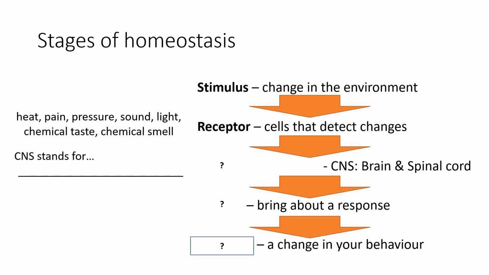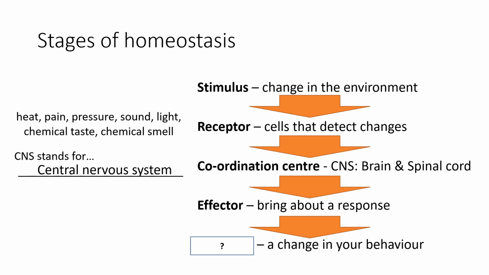So we can go back to our diagram and add in some more detail. We have the CNS, which is made up of the brain and spinal cord, and those are the coordination center. Remember, CNS stands for the central nervous system. And our coordination center then sends a signal onto something that brings about a response, which we refer to as an effector.